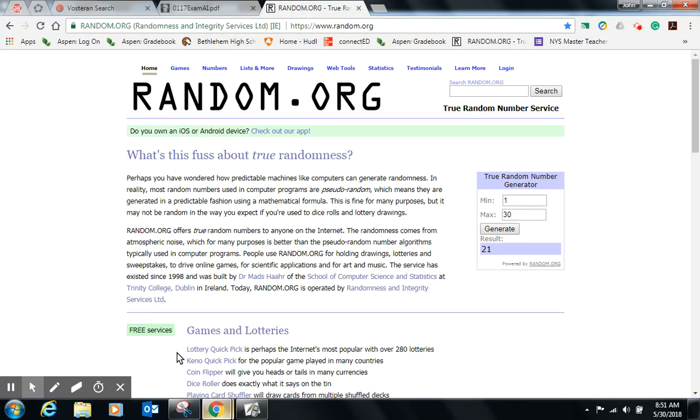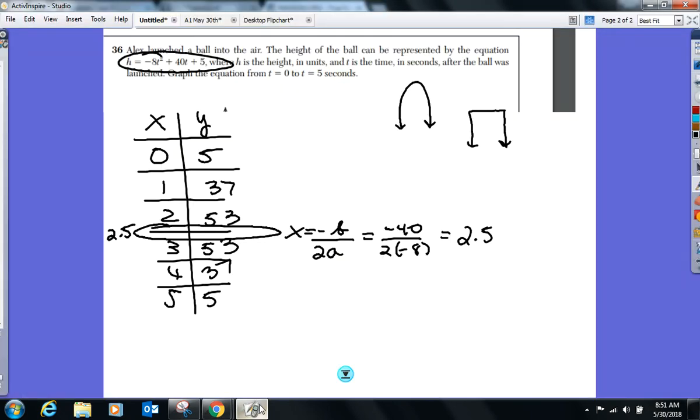How can I find what its y value is? There's a couple ways we could do it. How can I find what the y value is? Yeah, 2.5, what's its corresponding y value? Like 2 and 53 go together, 1 and 37 go together. 2.5, how can I find the y value that goes with it? Plug it in, go ahead. 2.5, and then what would my y value be? And you had to do this for part B anyway.